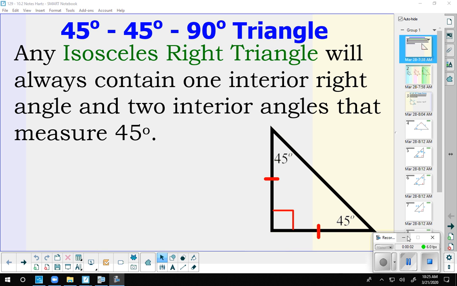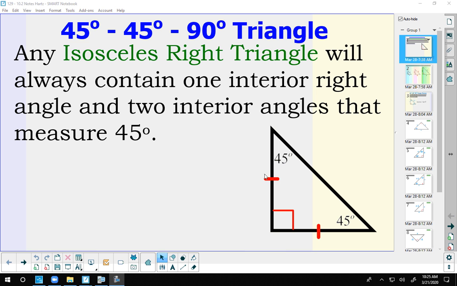In sections 10.2 and 10.3, we're going to look at special right triangles. The first special right triangle we're going to look at is called a 45, 45, 90, and the second special right triangle in section 10.3 that we'll look at is a 30, 60, 90. So what is a 45, 45, 90?